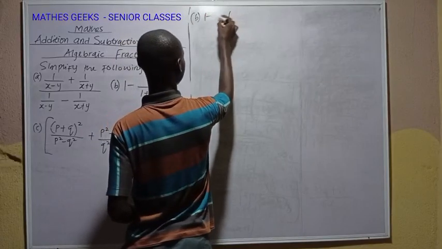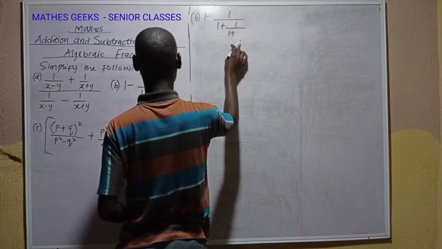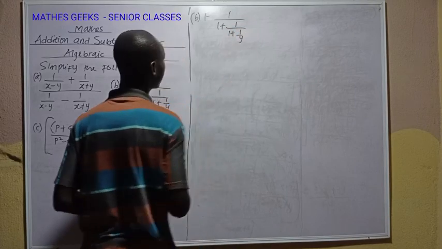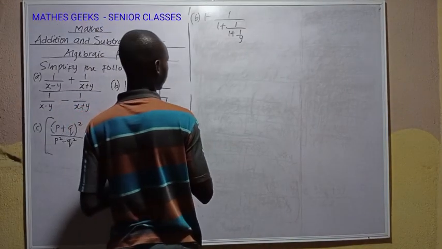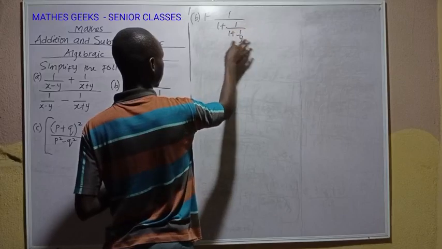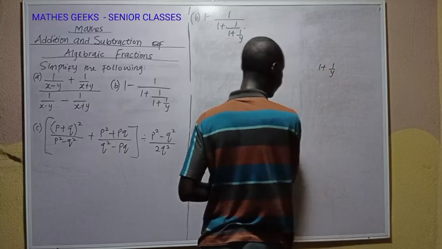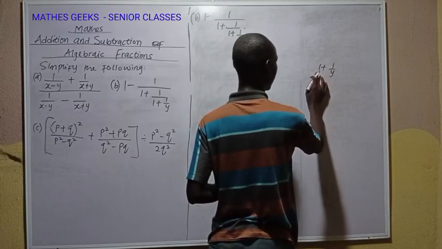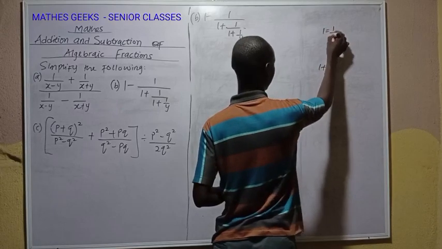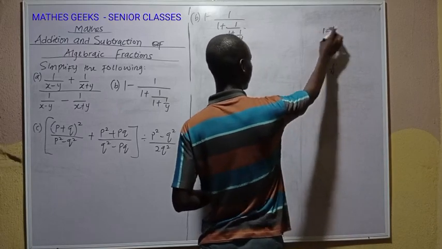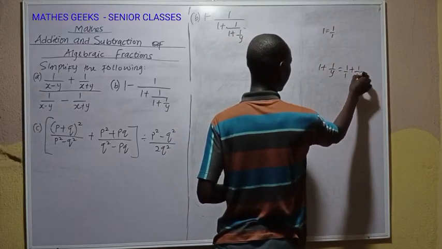1 minus 1 plus 1 over 1 plus 1 over y. Okay, so we're going to work with this part first. Let's simplify this part. Here we have 1 plus 1 over y. This one is a whole number, and the fraction equivalent of it is 1 over y. 1 over 1 is equal to 1, so we put this in place of this here. So it is equal to 1 over 1 plus 1 over y.